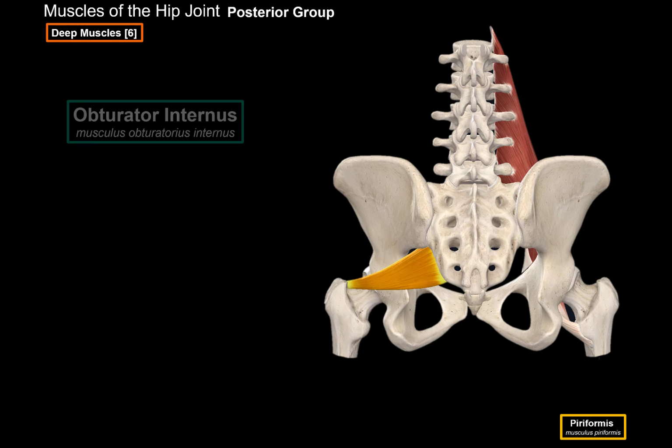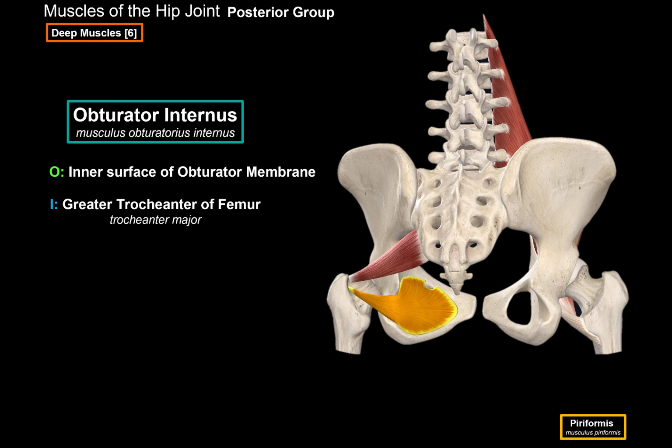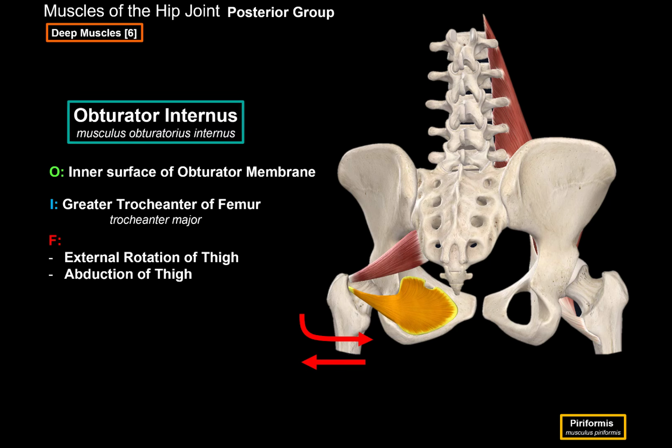Next we have the Obturator Internus muscle, which is located on the inner surface of the obturator opening. It originates from the inner surface of the obturator membrane and inserts at the greater trochanter of the femur. And when it contracts, it externally rotates the thigh and abducts the thigh as well.